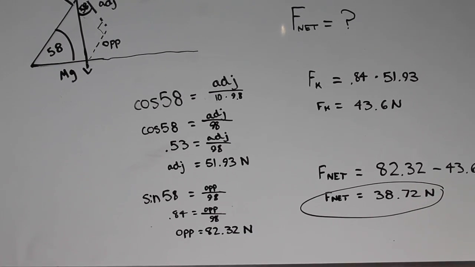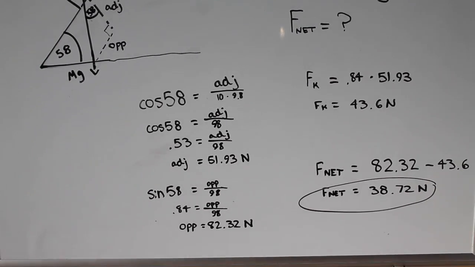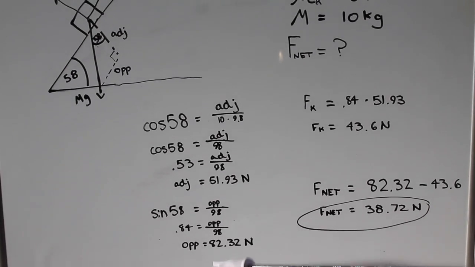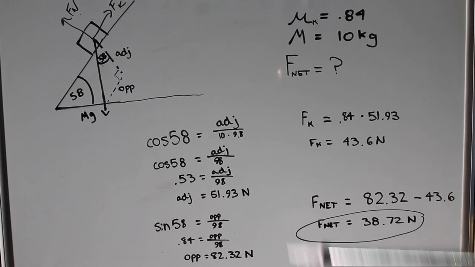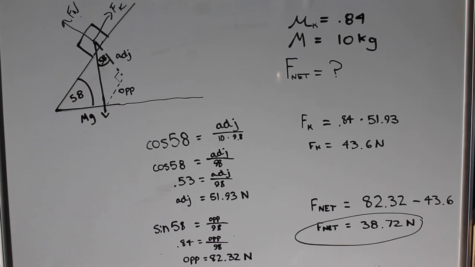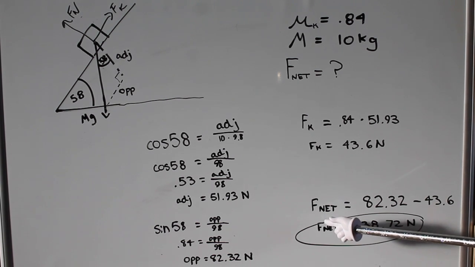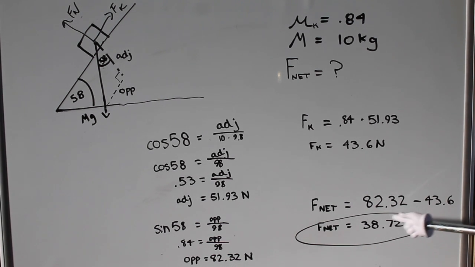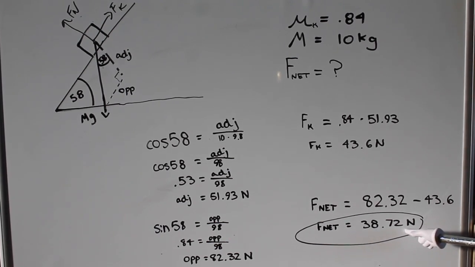So now that we have the force of kinetic friction and the force of gravity in the x direction, we can combine these two numbers, or sum your forces, and we come out with 82.32 newtons minus 43.6 newtons. And that gives us a net force in the x direction of 38.72 newtons.